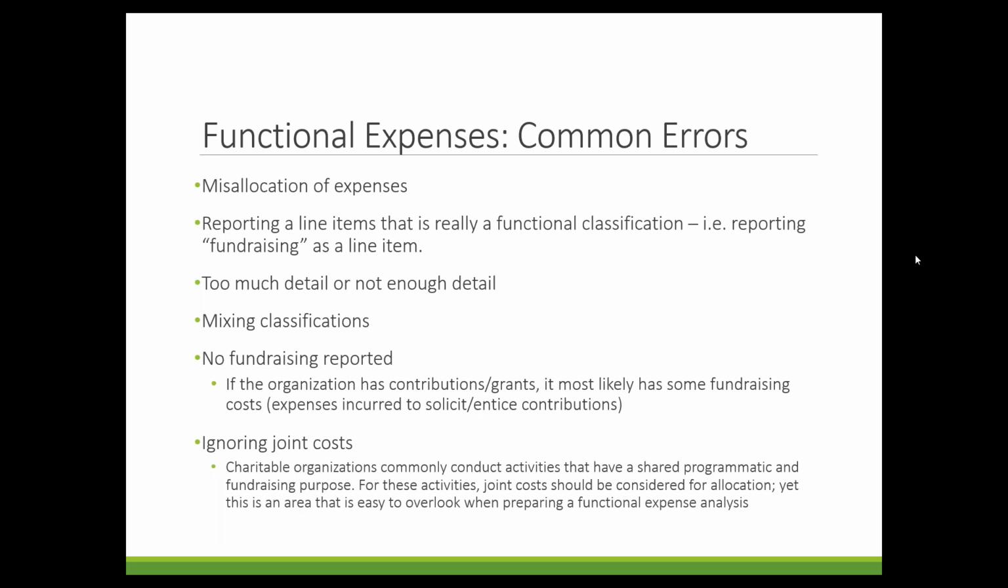Another issue that we found a lot was ignoring joint costs. So a lot of you will have events that you put on where you talk about what your organization's doing, like some of the success stories you have, and those are great. But keep in mind, if you ask for money at all during those, then it's a joint cost, right? You need to allocate some of those costs to fundraising because they're not fully program expenses anymore.